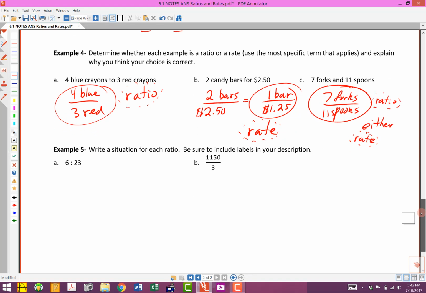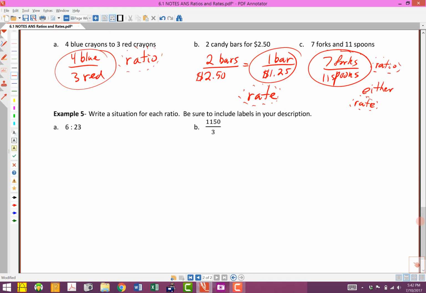Okay, what I want you to do to end this is maybe just make up a situation where you've got these numbers, and then you could say, okay, well, if I've got these numbers, I could make up a ratio for each one of these. So we could say something like this. We could say 6 tigers to 23 goats or something like that. You could make up anything you want, anything where we're comparing the same type of things.